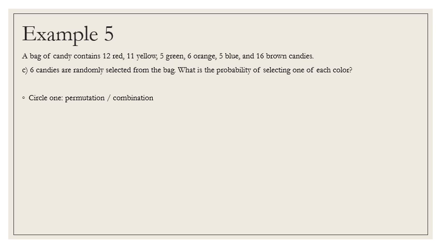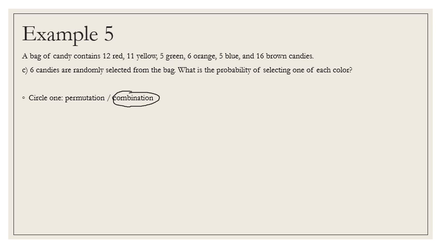And next one, 6 candies are randomly selected from the bag. What is the probability of selecting one of each color? So again, we're grabbing 6 and it doesn't say anything about first grab this and then grab another, so it's happening all at once. Okay, so this is kind of crazy. All right, so one of each color.